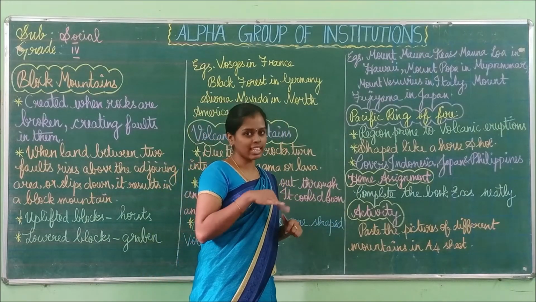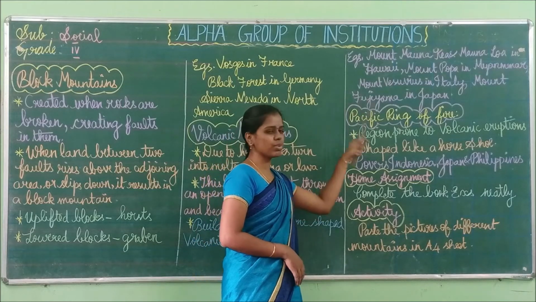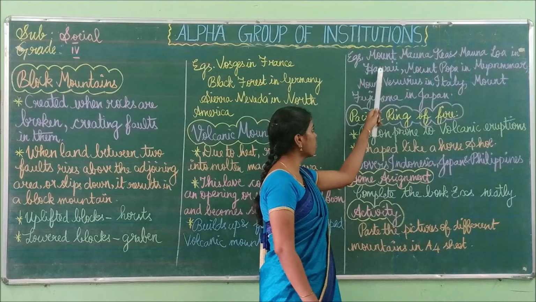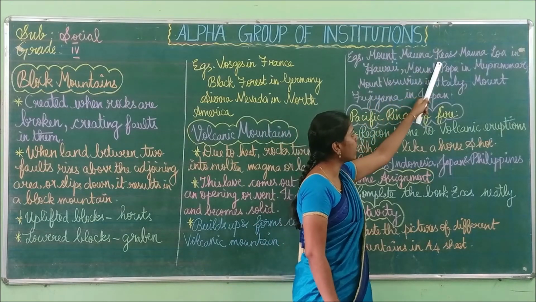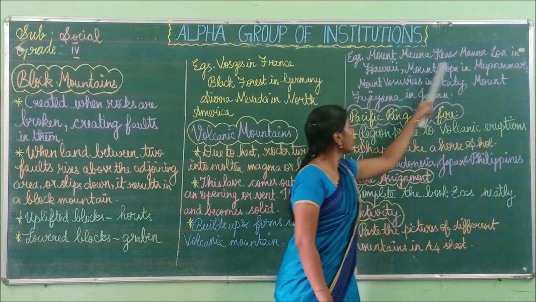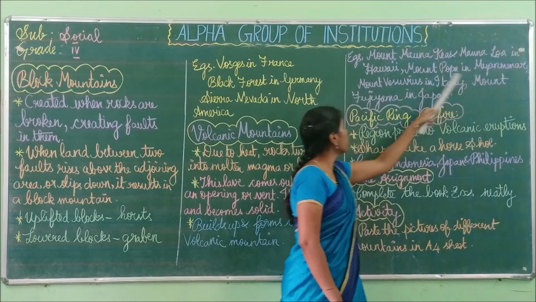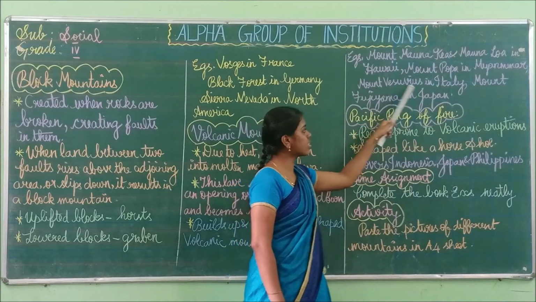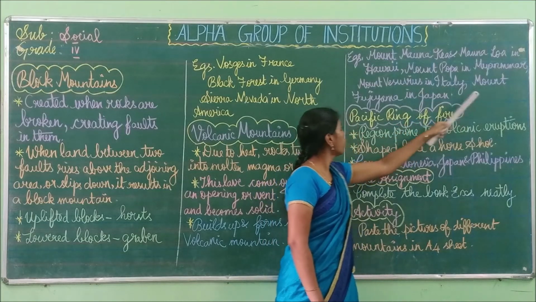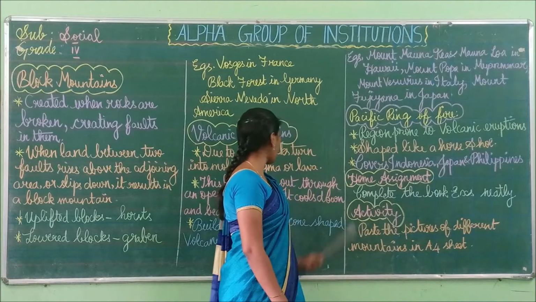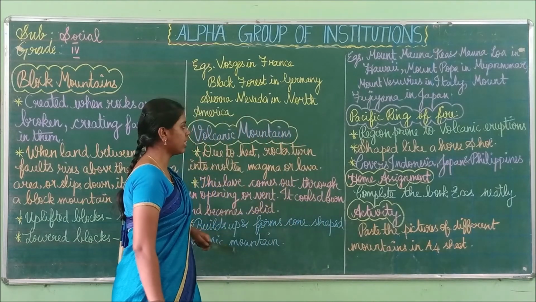These are not in our country, so the names will sound different. You have to remember these: Mauna Kea and Mauna Loa in Hawaii, Mount Popa in Myanmar, Mount Vesuvius in Italy, then Mount Fujiyama in Japan. This is about the volcanic mountains.